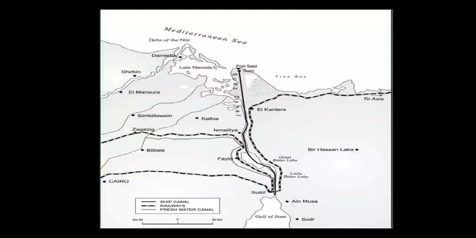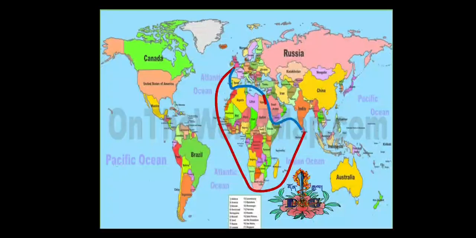This map is important, and here I have made two lines, one red line and another blue line. On the blue line in Egypt, I have made one small red line. That red line indicates the Suez Canal. The Suez Canal connects the Mediterranean Sea in the north and the Red Sea in the south.